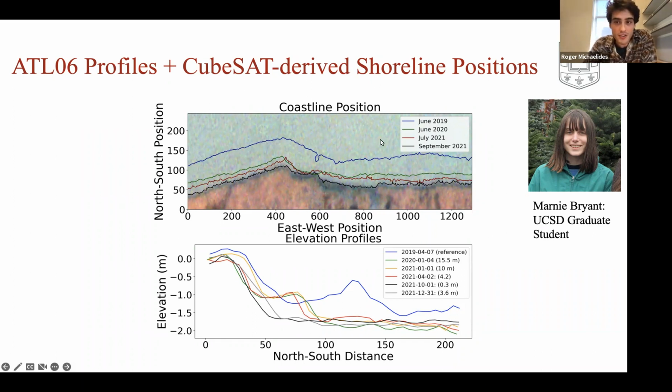And what you can see here is that over just 2 years or so, we're capturing a really remarkable retreat rate on the order of about 60 meters or so. And if we look at the three-dimensional topographic profiles, we can again see that coastward migration of the coastal position, but also complicated changes in the near coastal topography as we go from 2019 all the way to 2021.